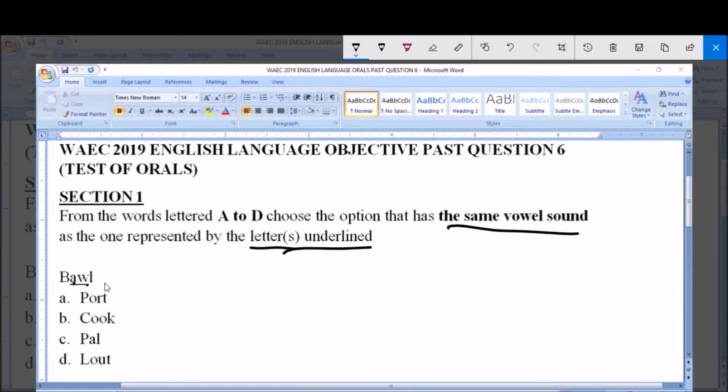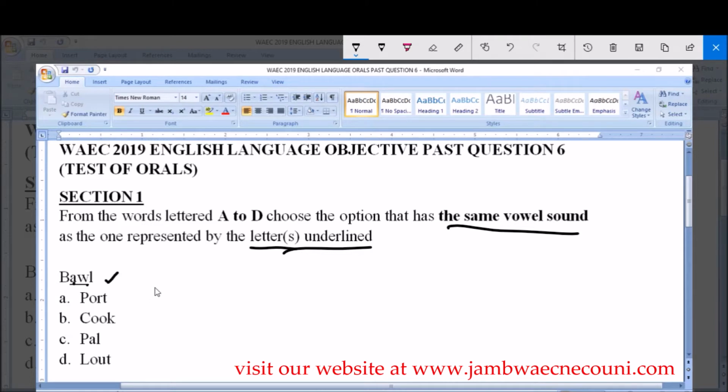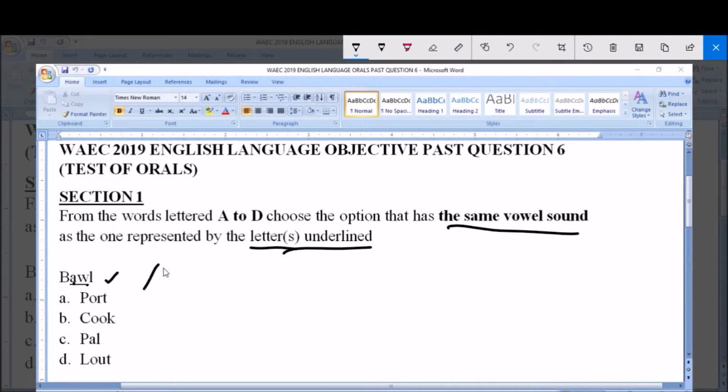So I will transcribe each of the words so we can pick out the one that has the same vowel sound as the word given to us. So ball is transcribed this way. We have the long all vowel sound, which is the sound represented by AW.